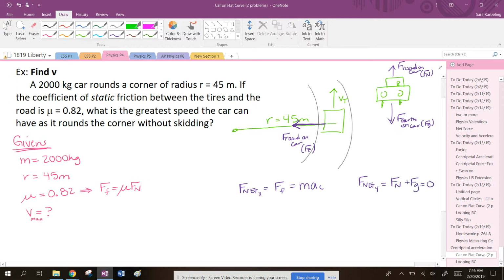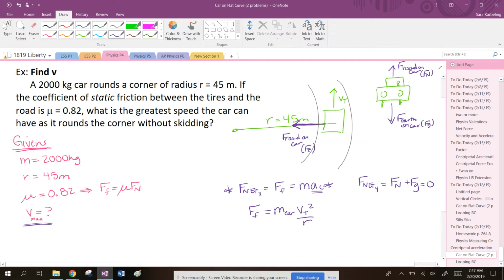And as we said, since it's not accelerating up and it's not accelerating down, those two forces have to be equal. All right, so I'm going back to the X equation, to this one over here. The reason I'm going back to that is because that's where my velocity is. So force of friction, I'm just going to leave that as FF for now, is equal to the mass of the car times the acceleration, and it's a centripetal acceleration, so that's going to be Vt squared over R.